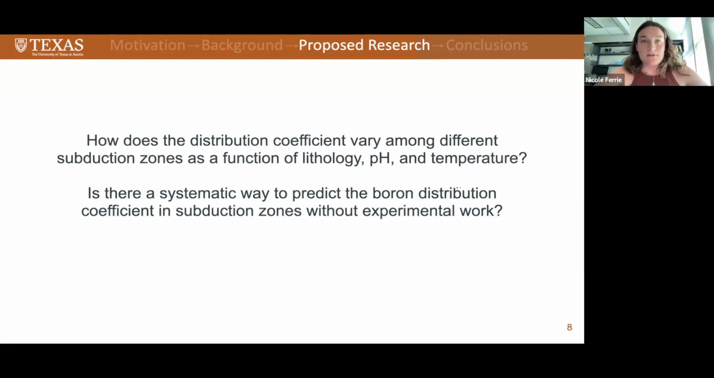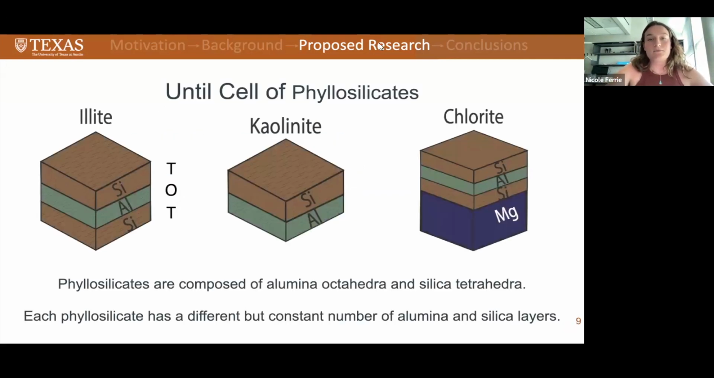Figuring out the distribution coefficient is costly, time-consuming, and not everyone has access to these drill core samples. So in order to do this, we need to understand exactly how boron adsorption, or distribution coefficient, is affected by lithology, pH, and temperature. And in order to do this, we break down these phyllosilicates or clays into their most basic form.